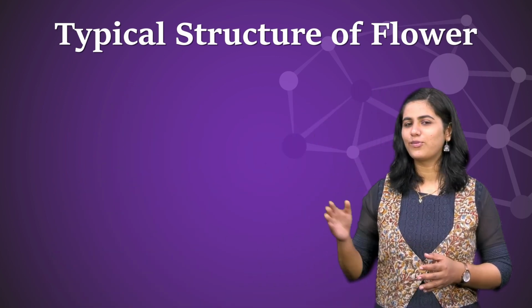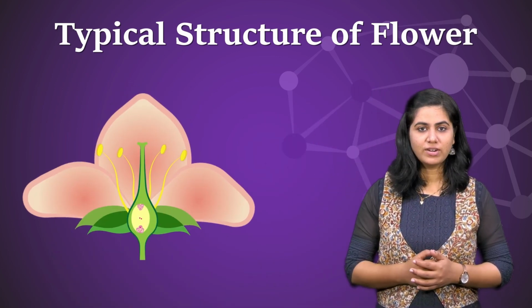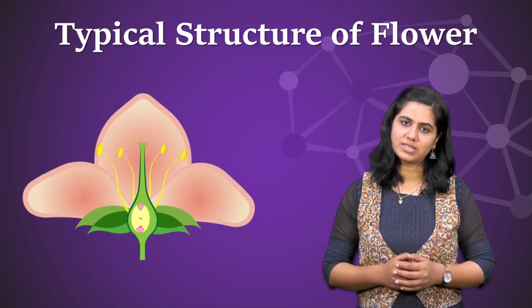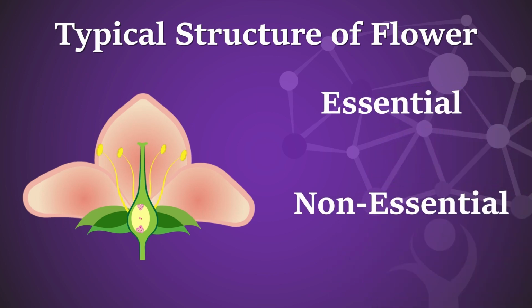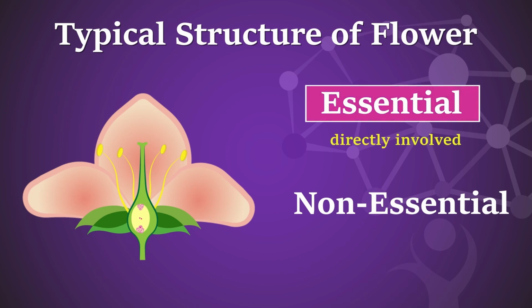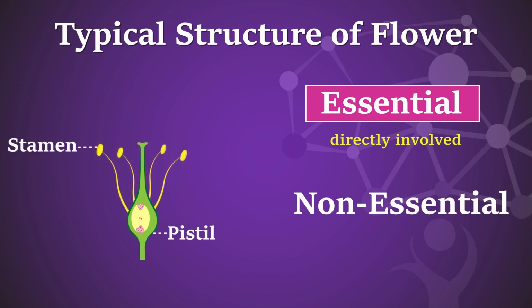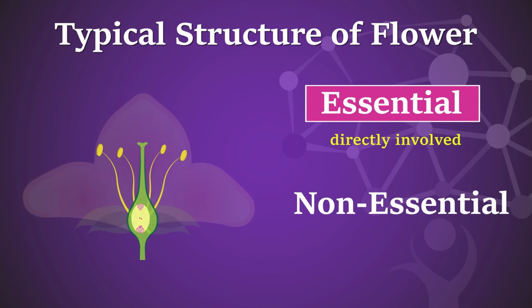It appears somewhat like this. A flower has mainly two components, essential parts and non-essential parts. Essential parts are the parts that are directly involved in reproduction. Can you guess which parts they are? Yes, the stamen and the pistil.